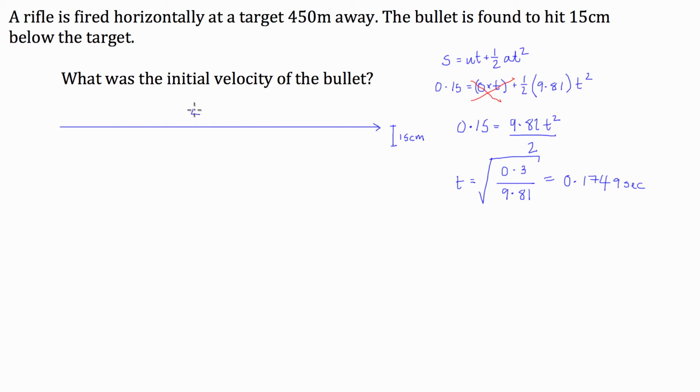We know that the bullet travels 450 meters. We know that it does it in that many seconds. So, because distance is equal to velocity times time, velocity is going to be equal to distance divided by time. So all we're going to have to do here is get our distance, which is 450 meters, and our time, which is 0.1749 seconds.